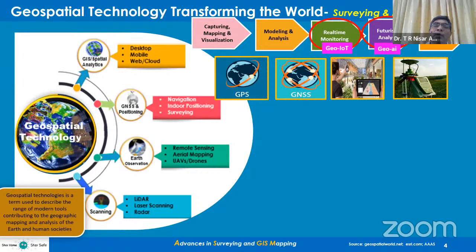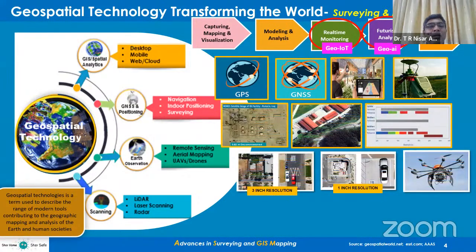So we have the RTK, GPS, GPRS, and then DGPS, all of which come under surveying, where the accuracy ranges from centimeter to mm. So it is possible to have an accuracy reaching up to the mm level. Okay. So next comes the remote sensing part.